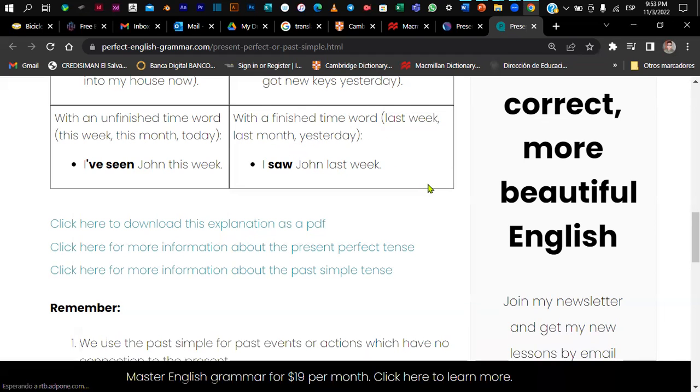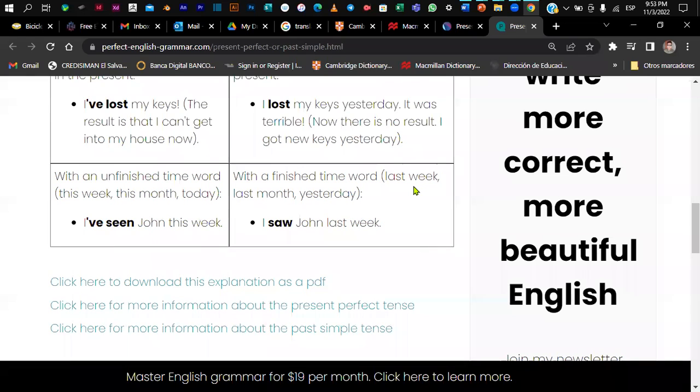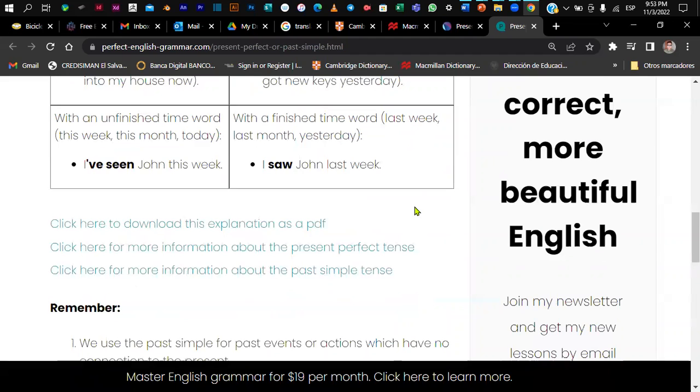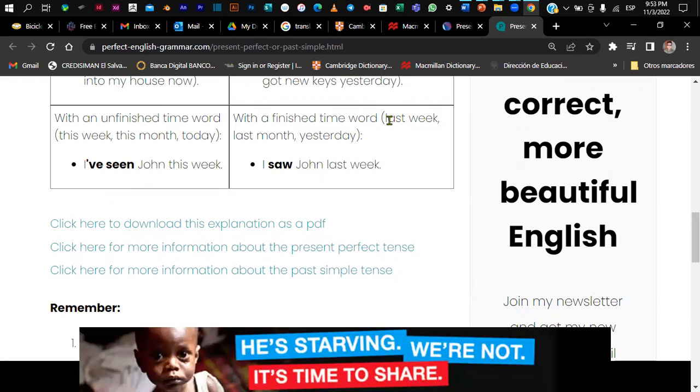Okay, last week, is it specific? Yes or no? Okay, it's divided. Aquí sí está dividida, pero ahí depende de su contexto, de la conversación, right? I saw my sister last week. I don't remember if it was Tuesday or Wednesday, but it was last week, pero fue la semana pasada.